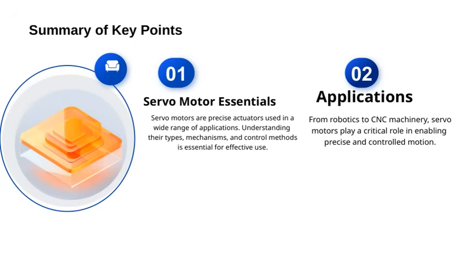Now, let's take a closer look at servo motor essentials. Servo motors are highly precise actuators that are used across a wide variety of applications. Their ability to deliver accurate position, speed, and torque makes them indispensable in many fields. Understanding the different types of servo motors, how they work, and the various control methods is crucial for anyone looking to use them effectively.